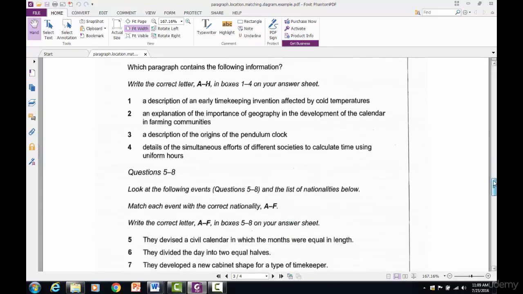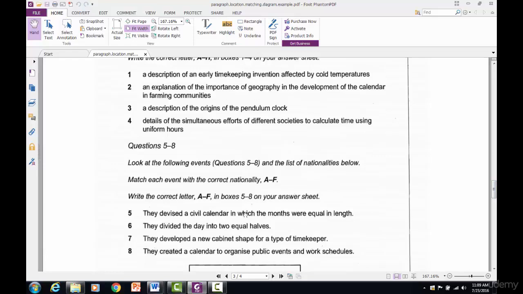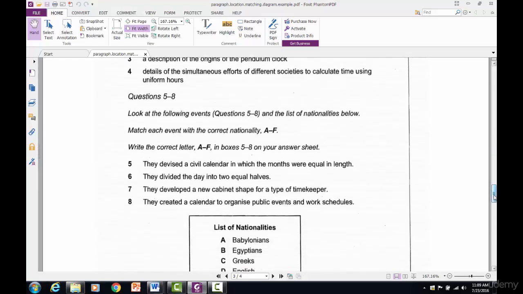Alright, so let's look and see if that's a match for anything. They devised a calendar where the months were equal. We saw nothing about being equal. Divide the day into 2 equal halves. Nope. They developed a new cabinet shape for a timekeeper. Nope. They created a calendar to organize public events and work schedules. Okay, that's a match. To coordinate communal activities, that's a synonym for organizing public events. And when it talked about regulating planting and harvesting, that's the same thing as having a calendar for work schedules. So for number 8, we know that the answer is A.